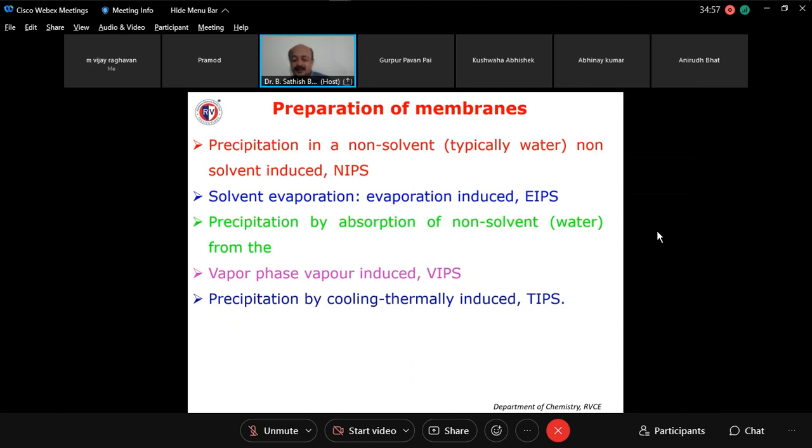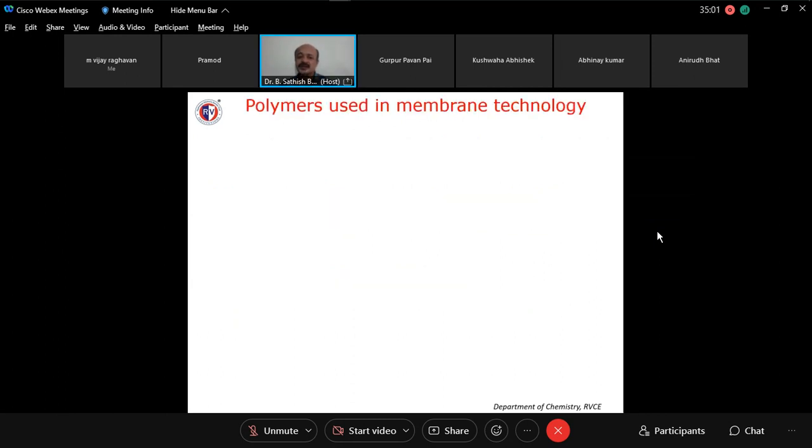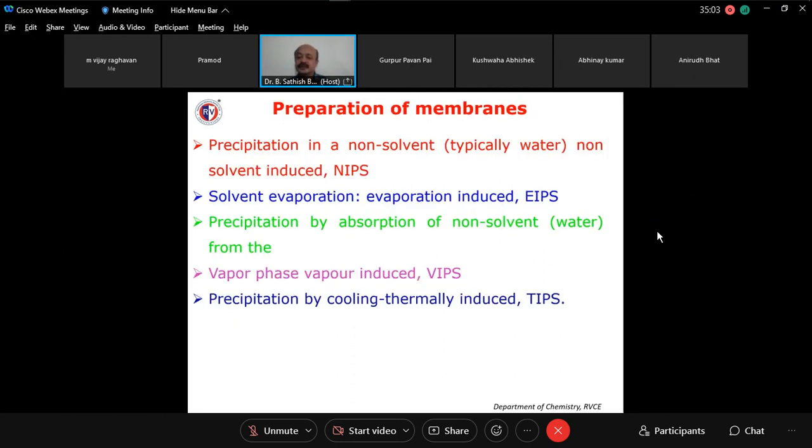But we are not going to study all these methods according to your syllabus. We will consider only this first one, the NIPS method only. Because of the time constraint, we are considering only this one. Right. This membrane technology itself is one course if you want to study that. So just because of time constraint, we are taking only the first method.